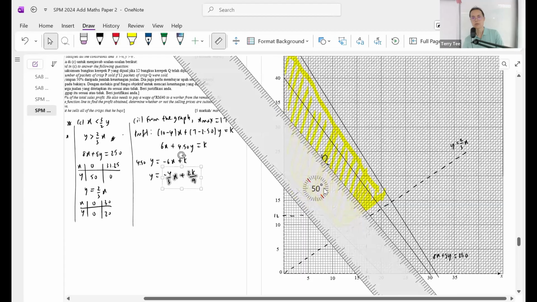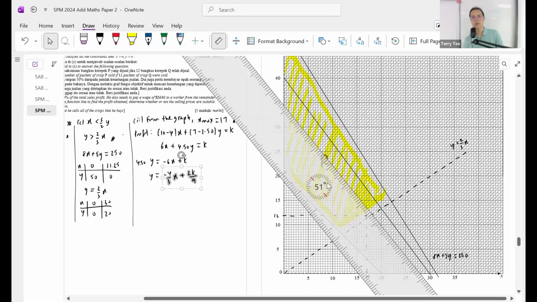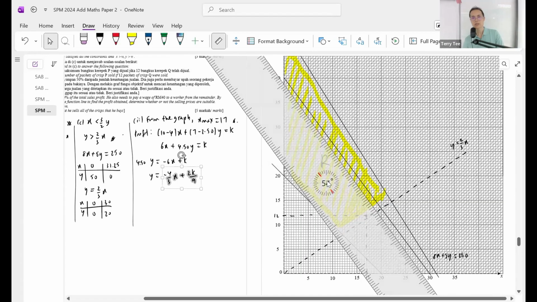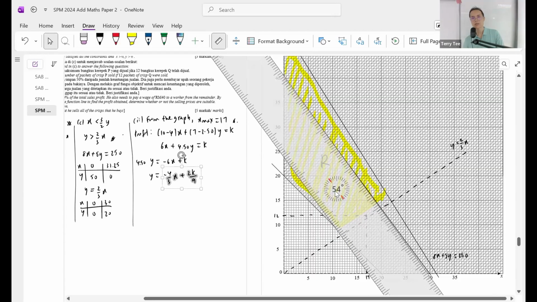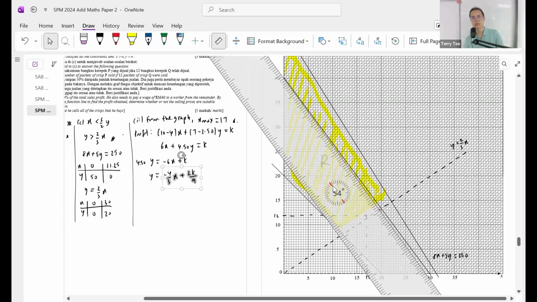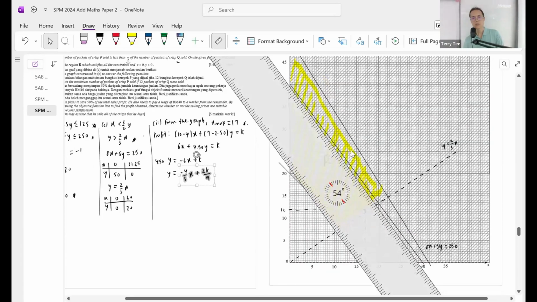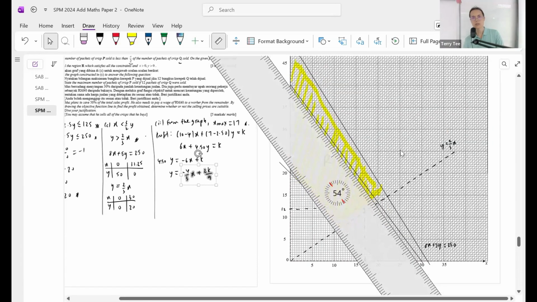Is this gradient the same? A bit more? Okay, the question is not very good because normally we will take the sharp end. This sharp end is not a very nice point. You know why I say that it's not a nice point? Because the maximum y-intercept happens at 50.